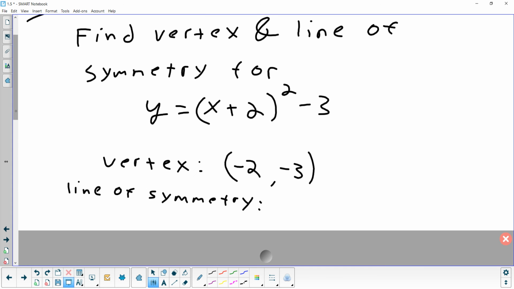Okay, line of symmetry. Sophie, how does the equation for our line of symmetry always start? X equals. Always going to be x equals -2. And in this case, it would have been x equals 0, but you shifted 2 units to the left. So now it's x equals -2. Okay, questions on that?